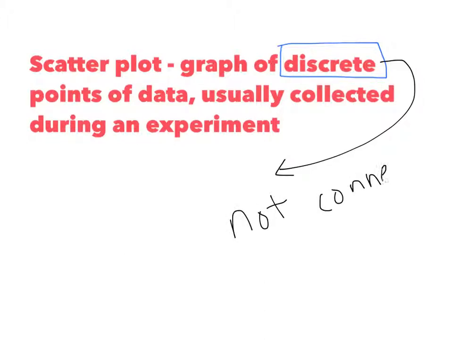So, normally we have a graph that has a line through it. A scatter plot means those points are not going to be connected. They are discrete. Okay?